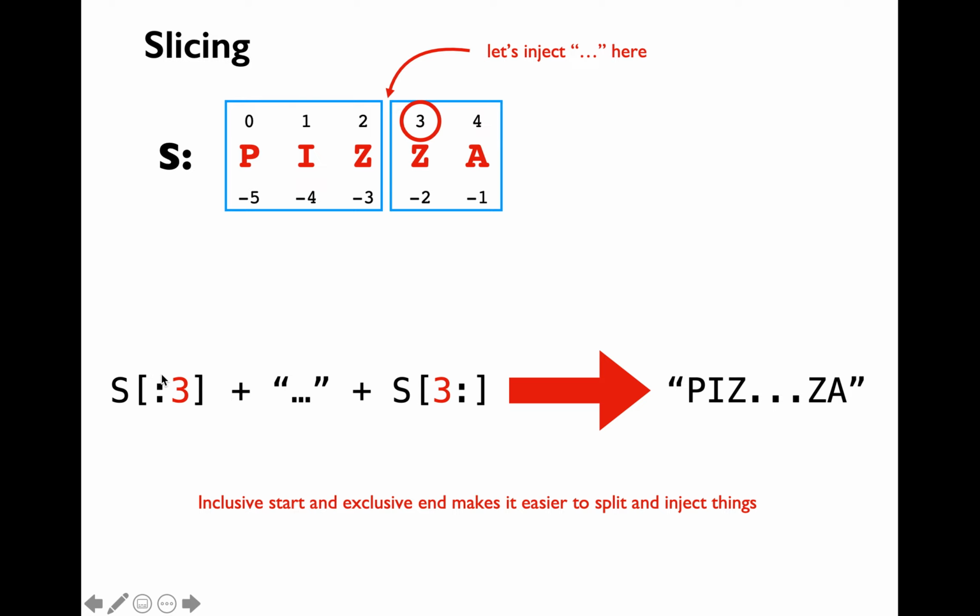So when you say s[:3], that's going to get you all the characters until index position 2, and then you can add in these dots here. And when you say s[3:], that's going to get you all the characters from index position 3 up until the last possible character, which is the index position 4 here. It's going to come in handy if you want to make such manipulations with your sequence.